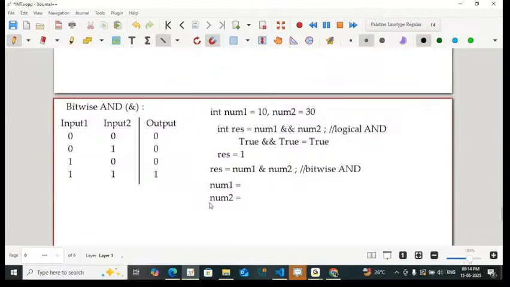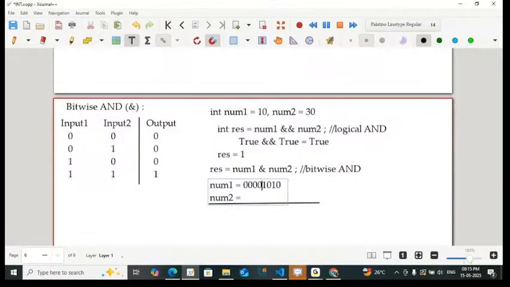Can you tell me how to represent num1 in binary? How to represent 10 in binary? Learn how to convert a number from decimal to binary. This is in the decimal form. Learn how to convert decimal to binary, octal to binary, hexadecimal to binary. You have to study that. Okay. 10 represented in binary is 1010. But I will add few zeros here. So I am representing 8 bits. 00001010 is 10 in binary.